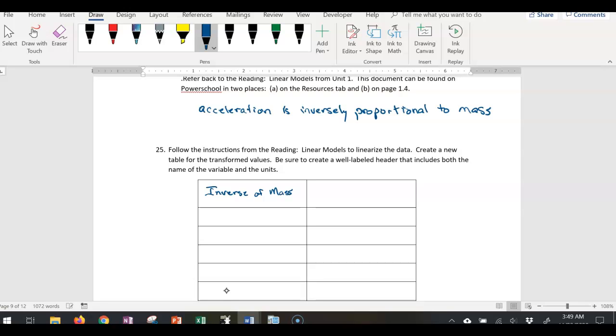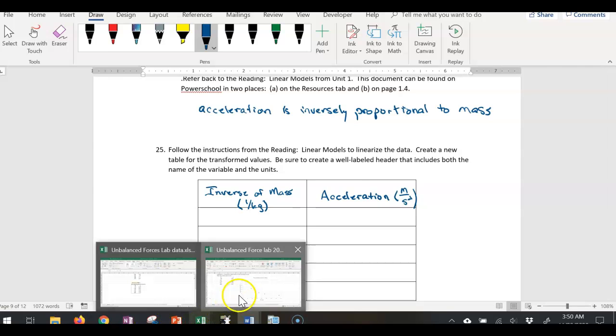If we take the inverse of mass, the units would be 1 divided by kilogram, versus our acceleration. So we will not be changing any of the acceleration data. And for every case, we're going to take the inverse of mass. I'm going to do this in Microsoft Excel, and I encourage you to do this as well.